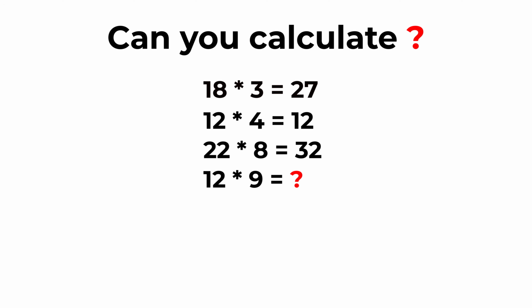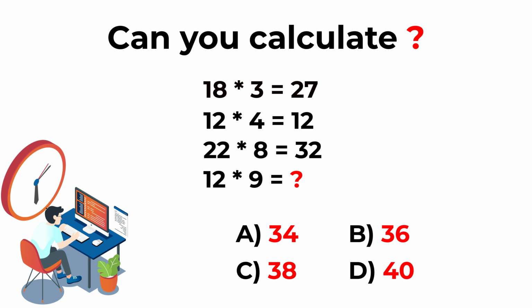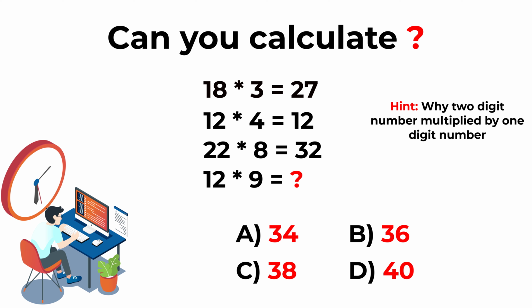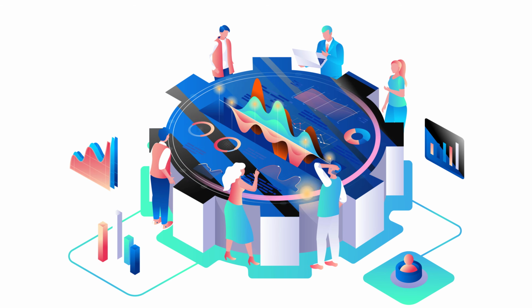You have 4 different choices. Choice A, 34. Choice B, 36. Choice C, 38. And choice D, 40. Do you see the answer? Give yourself a little bit of time as the answer may not be obvious. But in the end, I'm pretty sure you will figure it out. I'm going to give you a quick hint. Take a look and see why there are 2-digit numbers multiplied by 1-digit numbers. How can you make it work to your advantage? Let's go ahead, reveal the answer and get to the correct solution together.